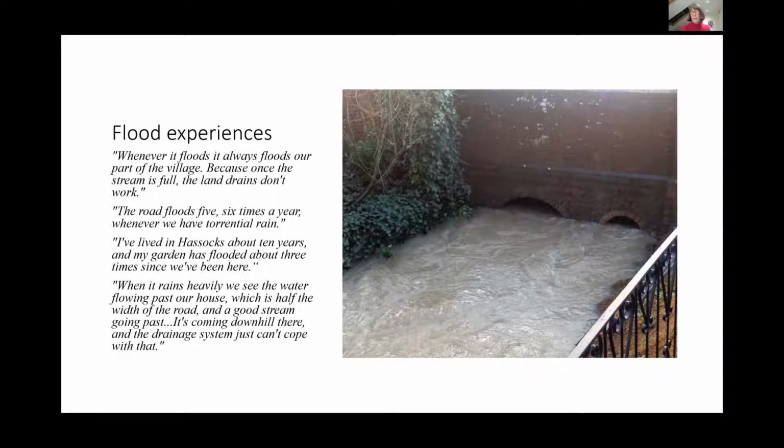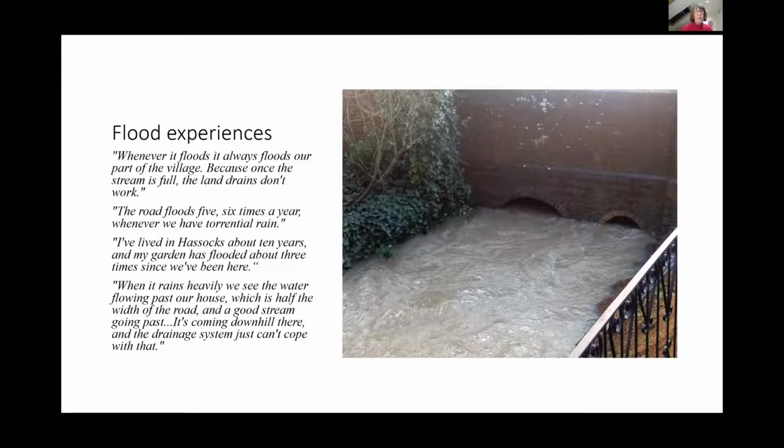The quotes on the left are from people who live in Hassocks who came together when we had a flood mapping day in 2017. And they were talking about their experiences with flooding. It always floods our part of the village because once the stream is full, the land drains don't work. The road floods 5-6 times a year whenever we have torrential rain. I've lived in Hassocks about 10 years and my garden has flooded about 3 times since we've been here.